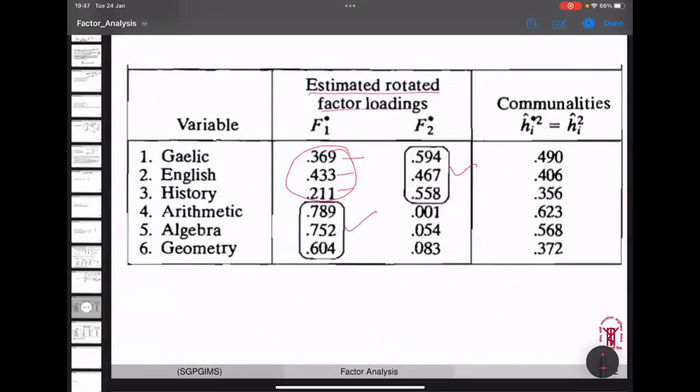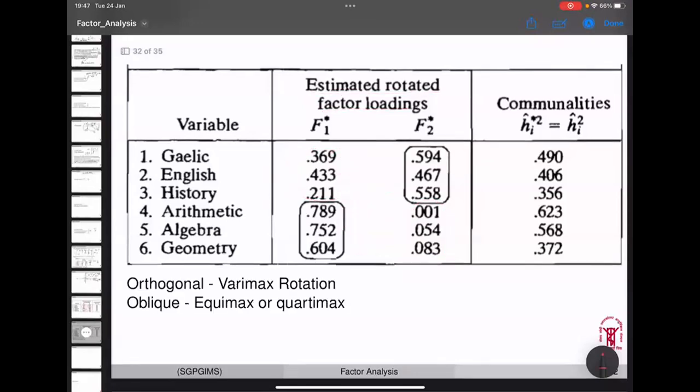the estimated rotated factor loading is considerably better, and here it is contributing very low. So these three are definitely different factors. Okay, so this is actually termed as orthogonal rotation. And there is also what is termed as oblique rotation. In SPSS, you will find Varimax rotation, Equimax and Quartimax. All these are under the orthogonal rotation. But if the rotation is not of 90 degrees, it is termed as oblique rotation.